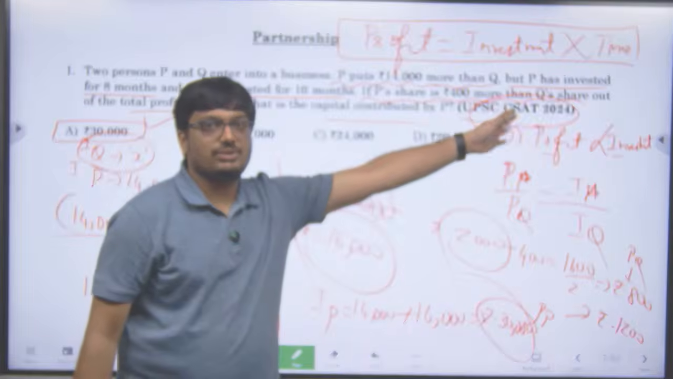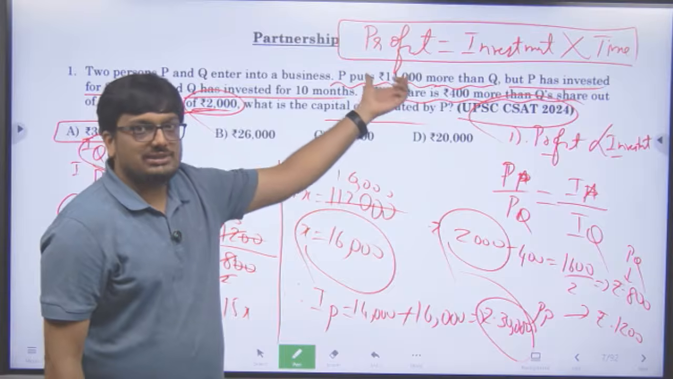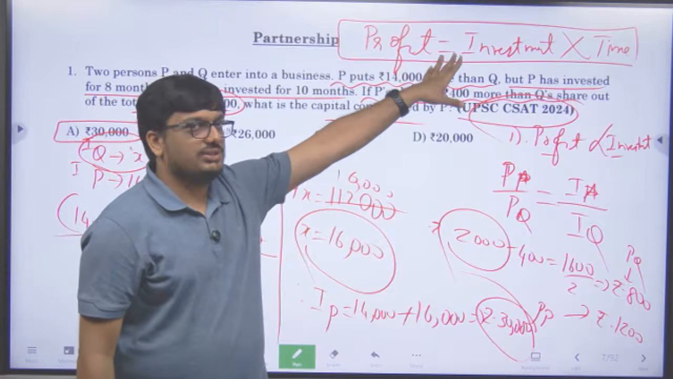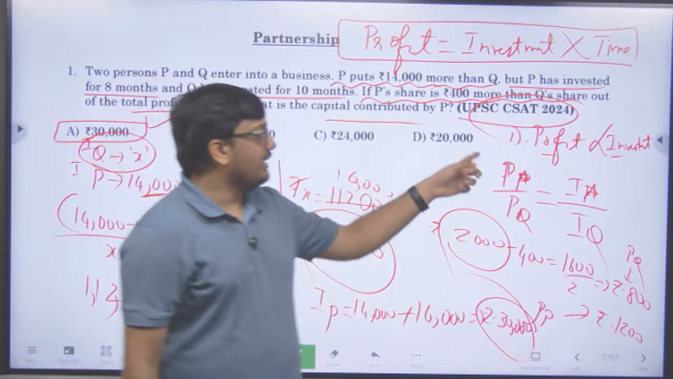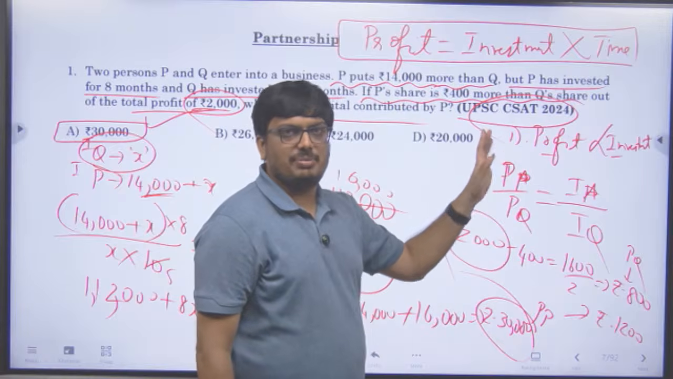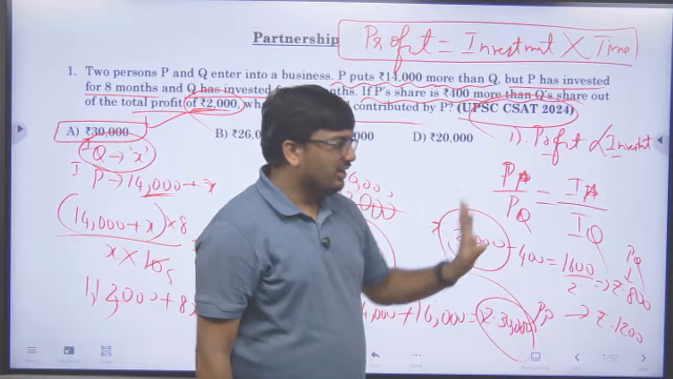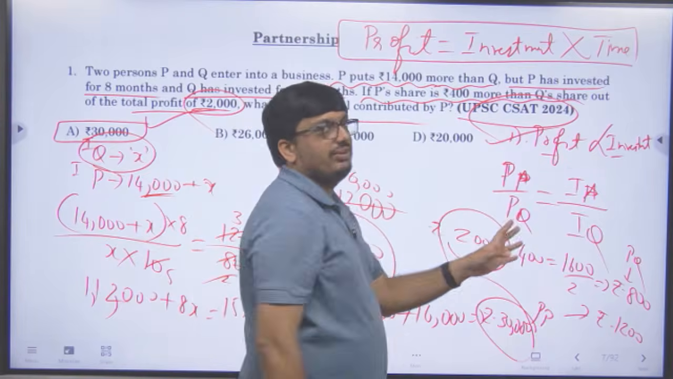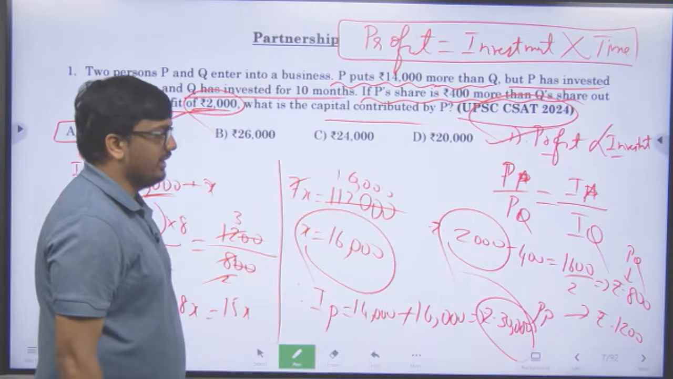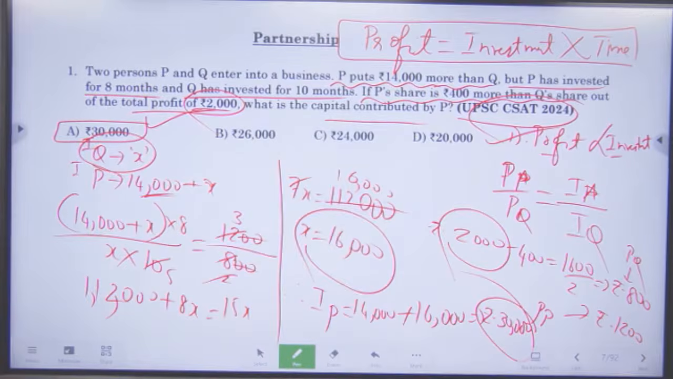This question they have asked in 2024. One thing in partnership you should remember is profit is equal to investment into time. Take profit of A and B: profit of A by profit of B is equal to investment of A by investment of B, since profit is directly proportional to investment. Let us see the next question.